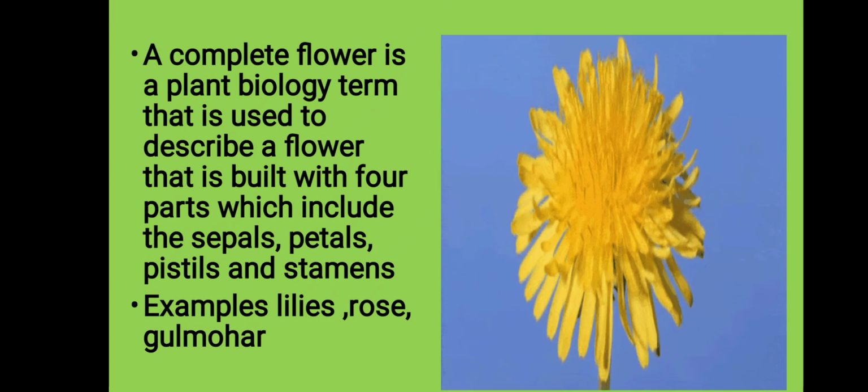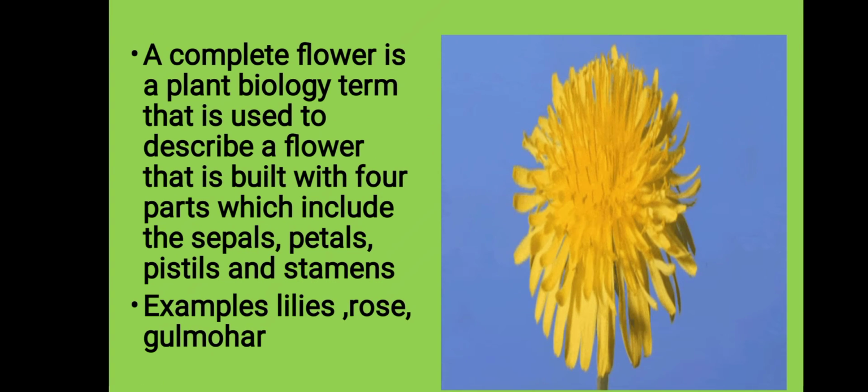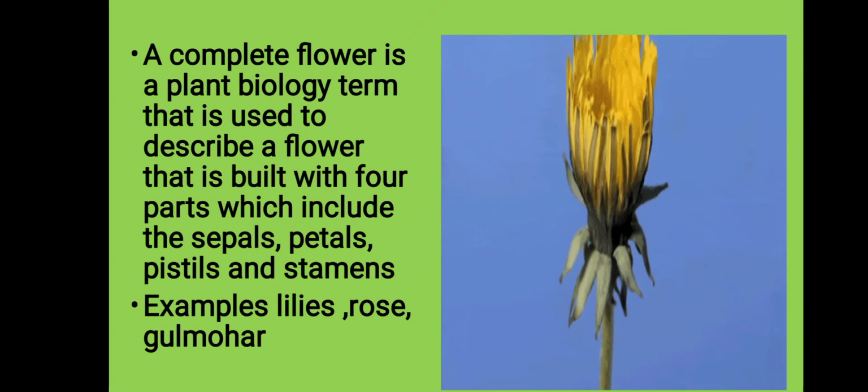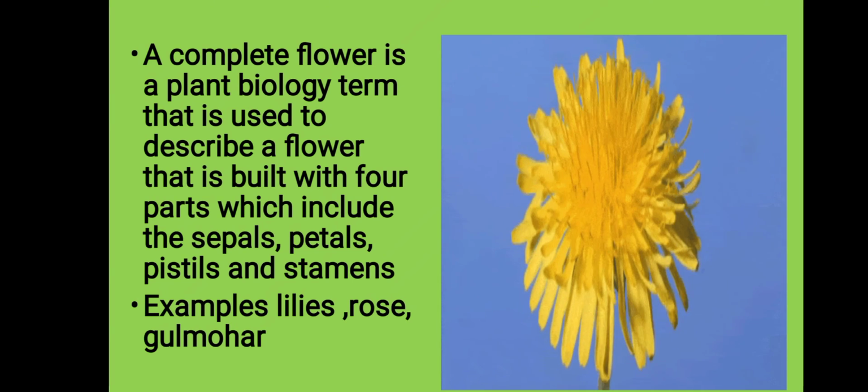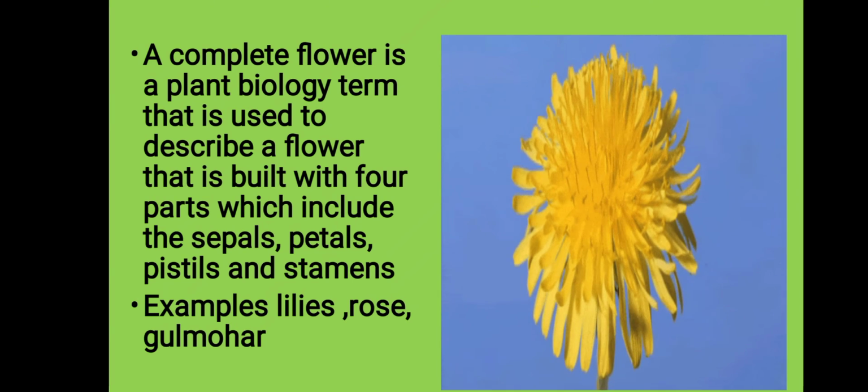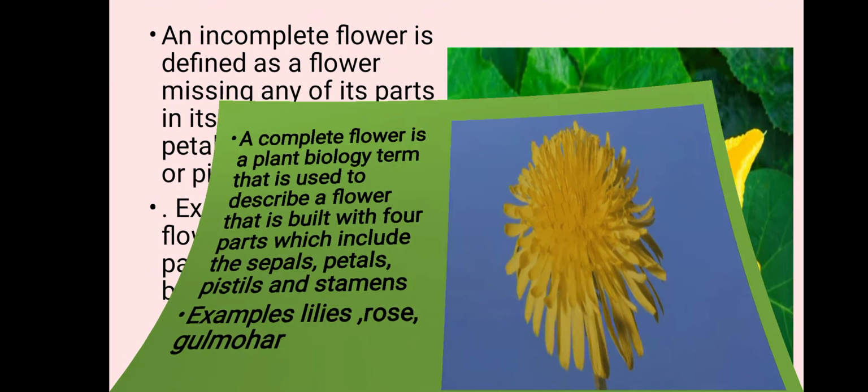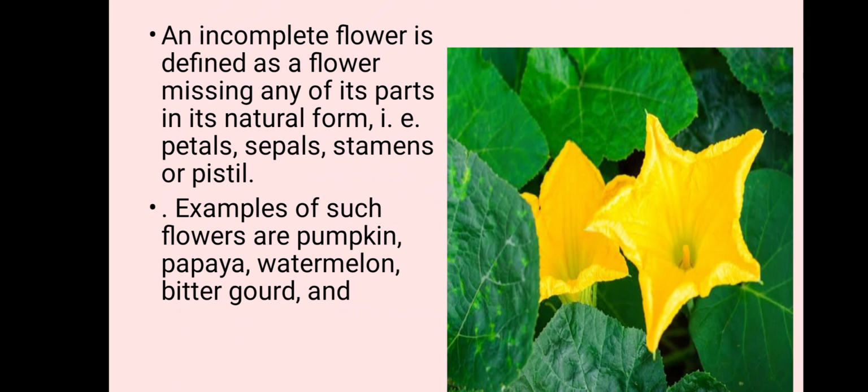And we have also come to know about complete flower, having all the different parts of a flower, including sepals, petals, pistils, and stamens. If any portion of a part of a flower, if either petals, sepals, or stamens are missing, then it is called incomplete flower.